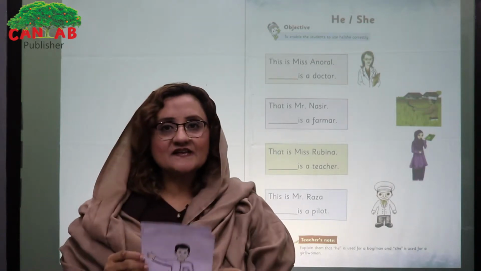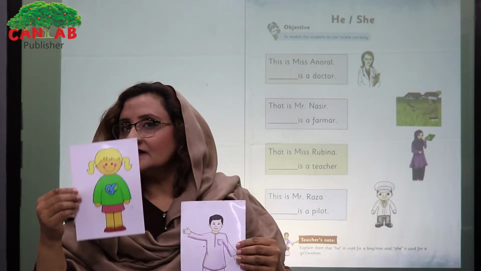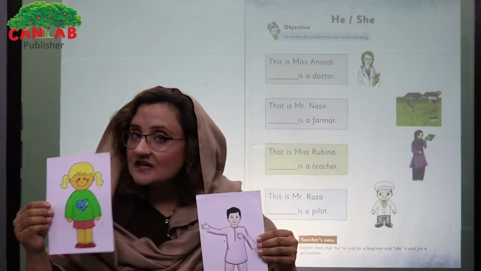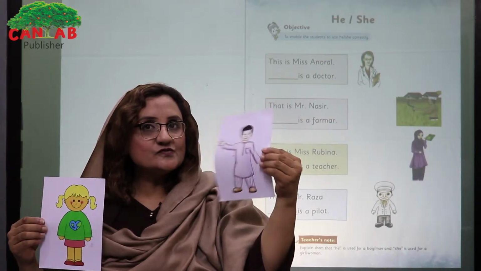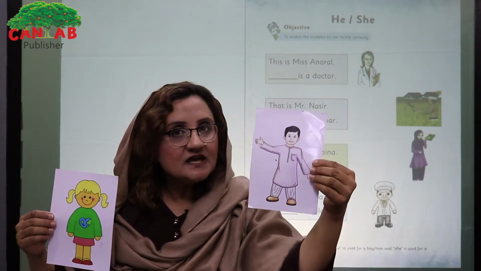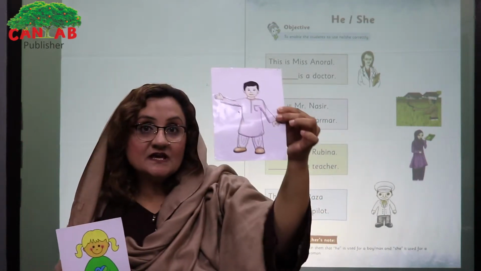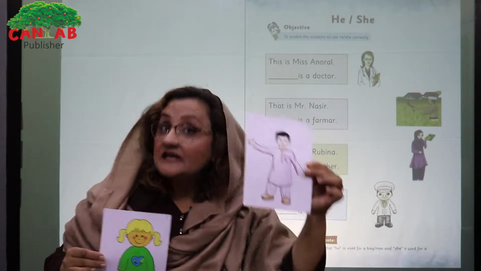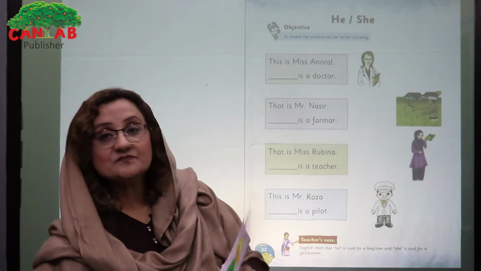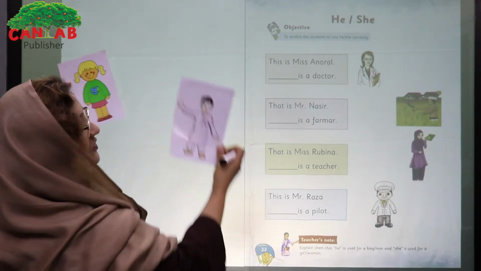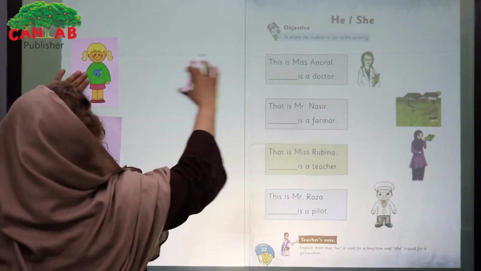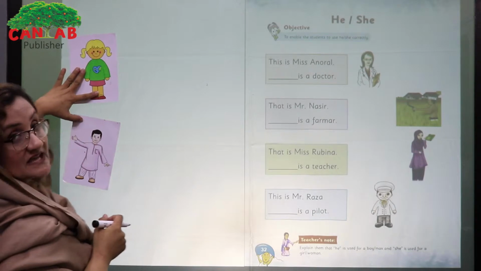This shows that for a girl, I have used the word she, and for a boy, I have used the word he. She, he. Now what we can do is paste the pictures of a boy or a man or a female here, and we can structure some sentences. We can write some sentences here.